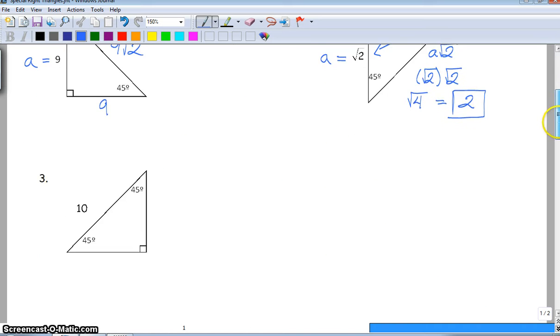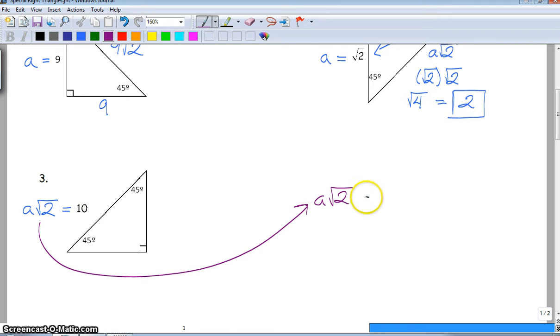One more. This time I'm given the side across from the 90-degree angle. I know that across from 90 degrees is A times the square root of 2, and so I'm going to set that equal to 10. From here I need to solve to figure out what A is. So I'm going to do the work over here.